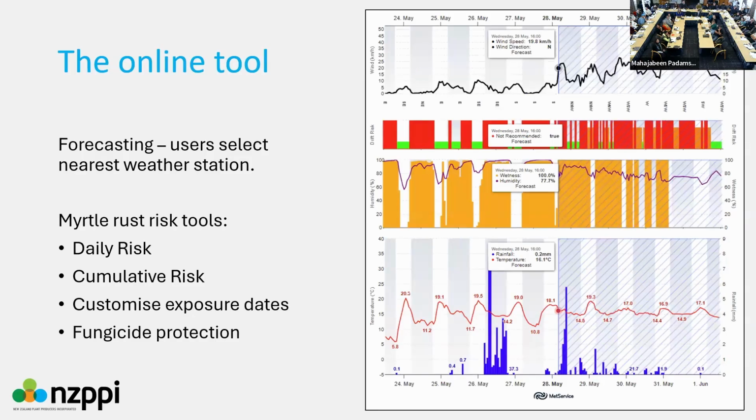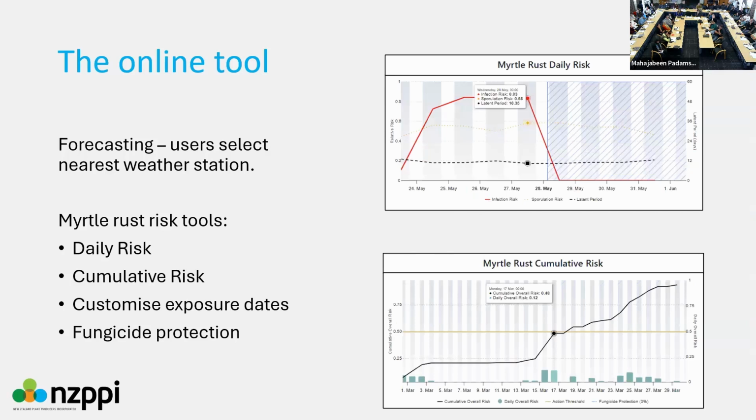So this is a lot to look at on my screen, but this is just a little bit of the weather dashboard. This model is still freely available online on the NZPPI website if you want to create a login and check it out yourself. This is just the weather part of it. Basically it breaks down the temperature, rainfall, wind speed, and an indication of drift risk for this particular location. And all of that weather data informs the myrtle rust models.